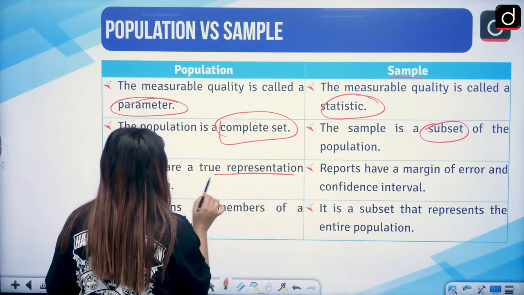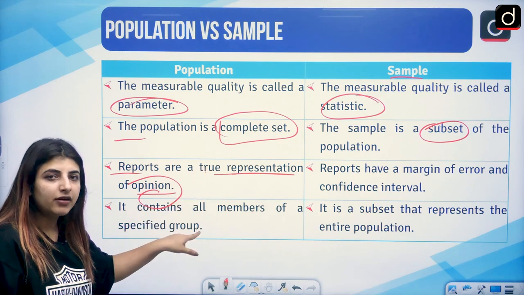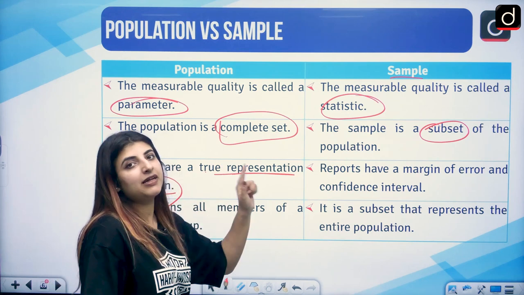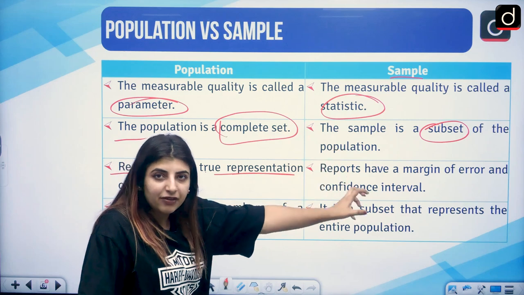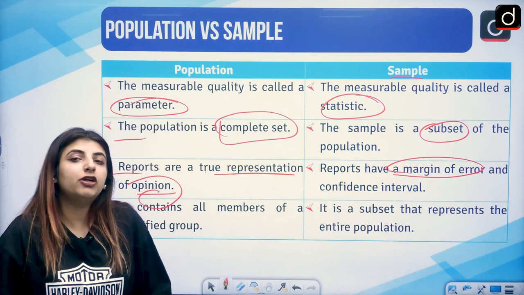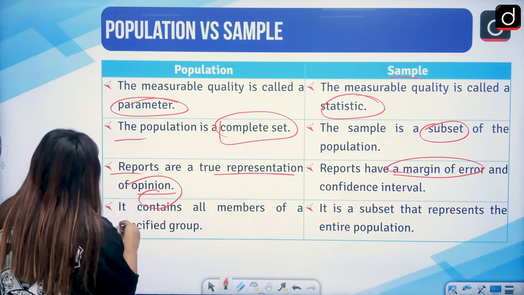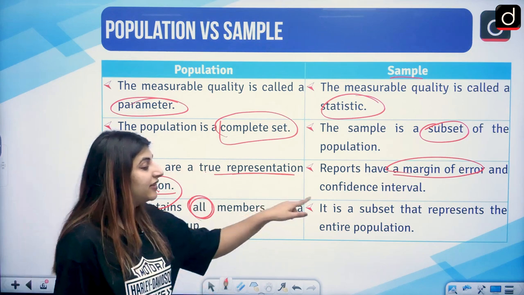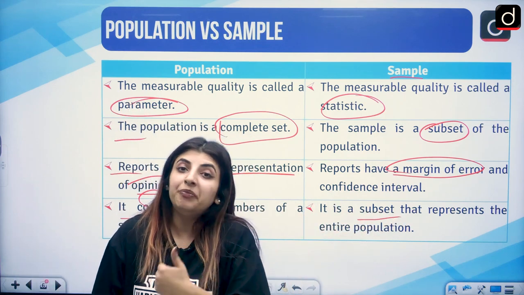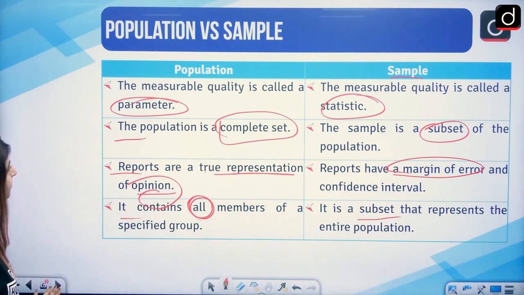Reports are a true representation of opinion. Whatever you have here, that is a true representation, for which we are going to maintain a balance in our sample. That is why we are taking a sample from the population. Here we will have some margin of error because sometimes a researcher can be biased, right? The population contains all members, but the sample, being a subset, will contain some members which are required for me to have as my research participants to conduct my research on.